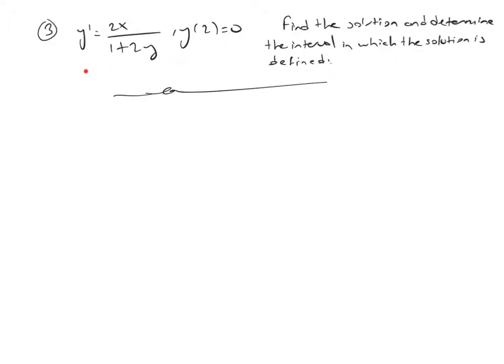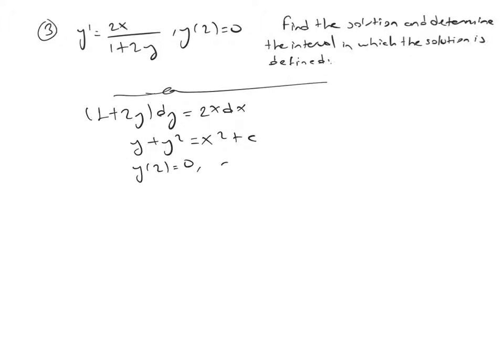In the third question, the differential equation is given in this form with an initial condition. We are asked to find the solution and determine the interval in which the solution is defined. 1 plus 2y dy is equal to 2x dx. By integrating both sides, we get y plus y squared is equal to x squared plus constant c. By using the initial condition, y(2) is equal to 0, we get c as minus 4.